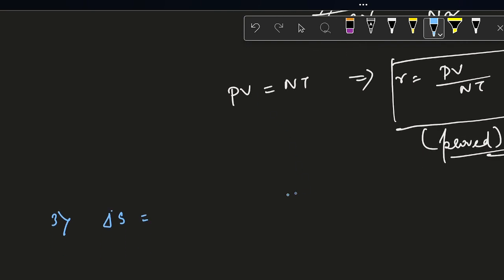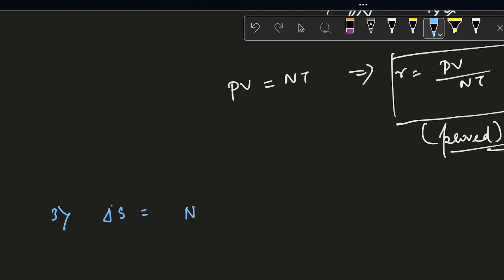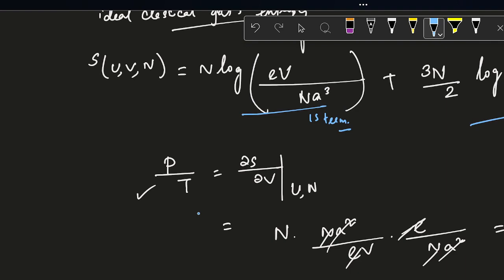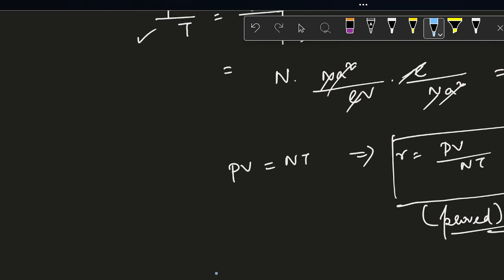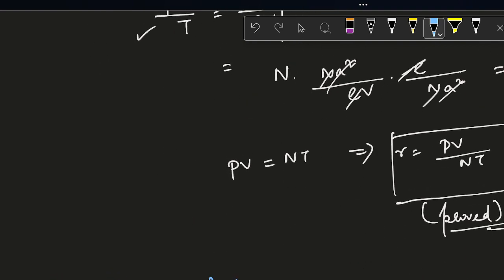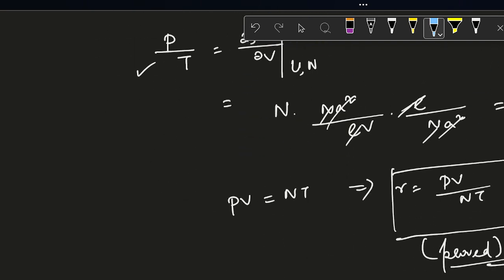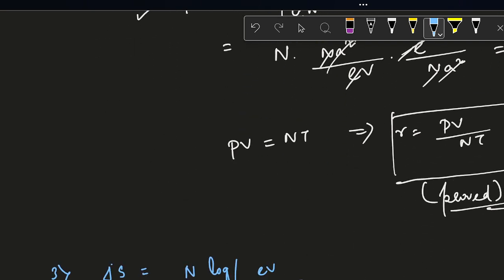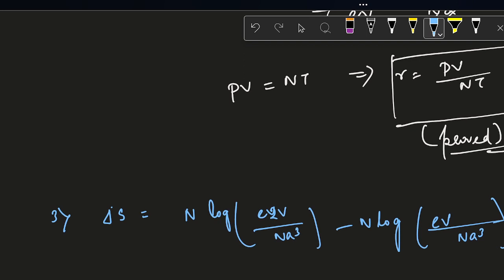So first of all, your delta S from going from V to 2V will be N log of (2V by NAQ), in the first case. Because you have gone from V to 2V, the final volume is 2V here, minus the initial volume, which is V by NAQ. So log means you just have to take a division in the argument.